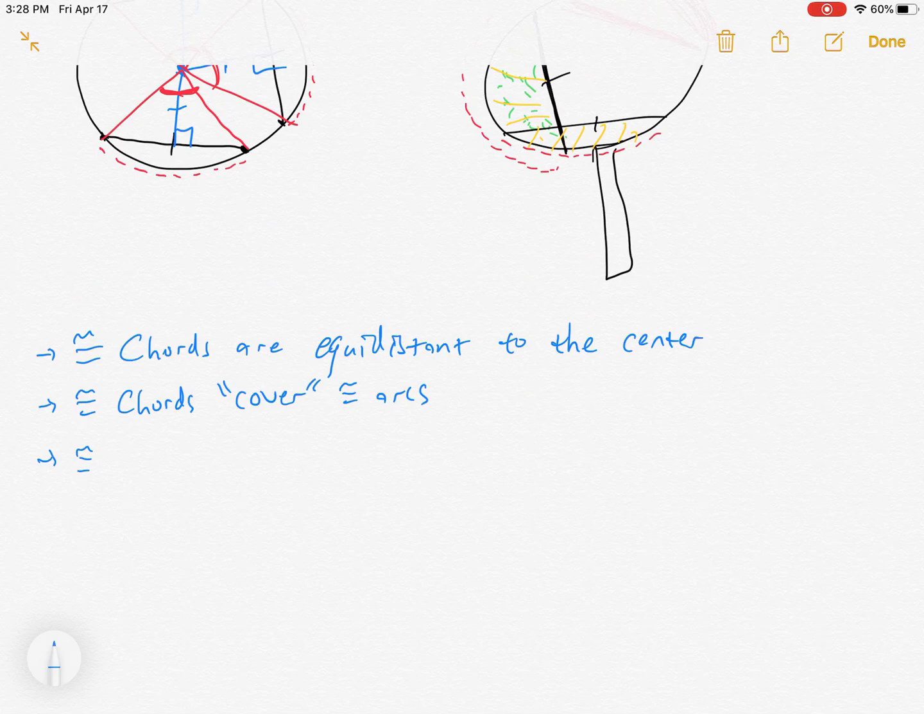And you can see why there's so many ideas. I'm going to condense them here in a moment. So we'll say congruent arcs open to congruent central angles. So open, again, is kind of informal language.